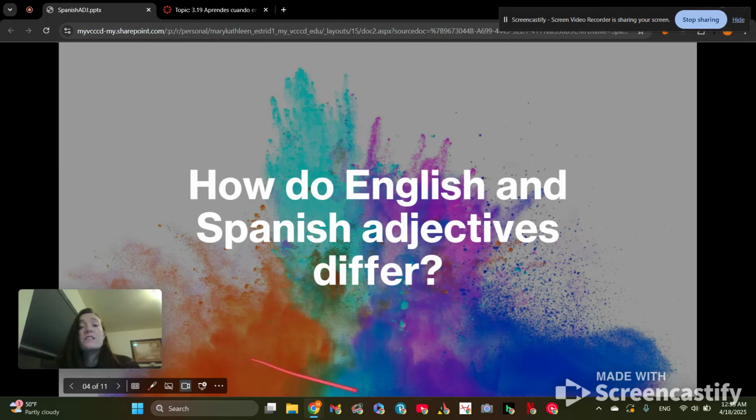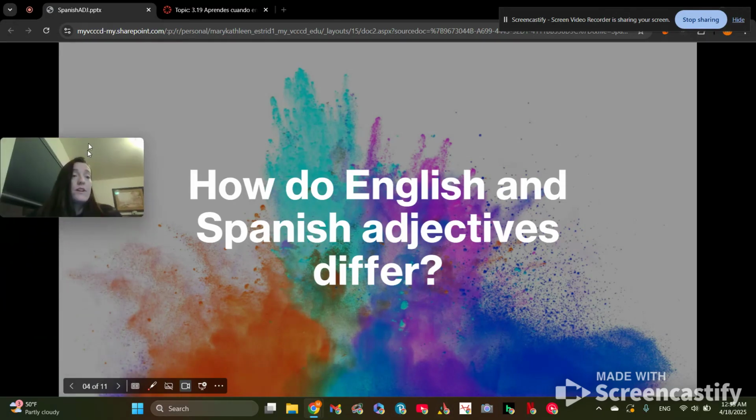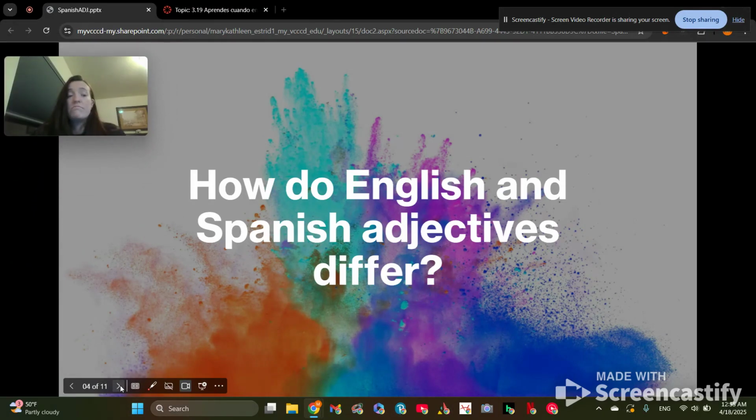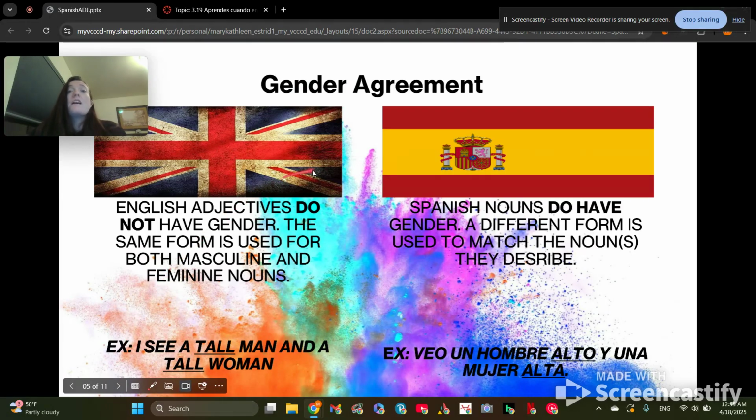How do English and Spanish adjectives differ? Okay, let's have a look. So, gender agreement. English adjectives do not have gender. The same form is used for both masculine and feminine nouns. I see a tall man and a tall woman. Spanish nouns do have a gender. A different form is used to match the nouns they describe. Veo un hombre alto y una mujer alta.